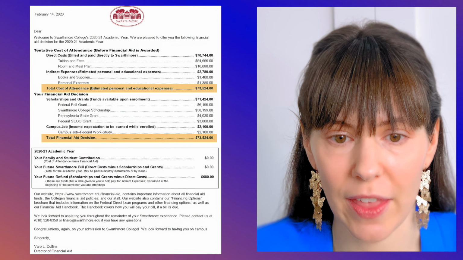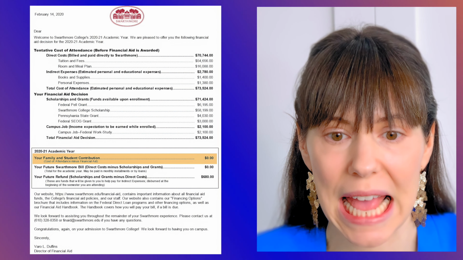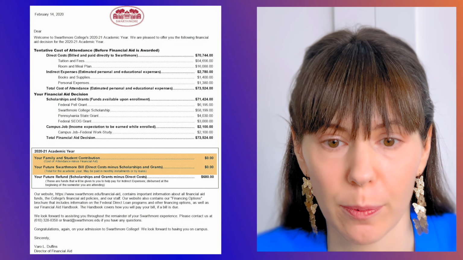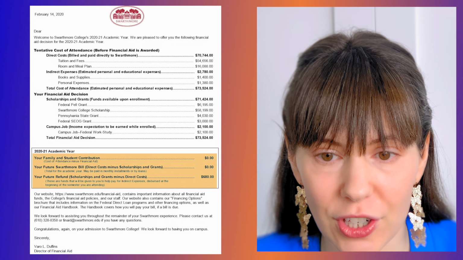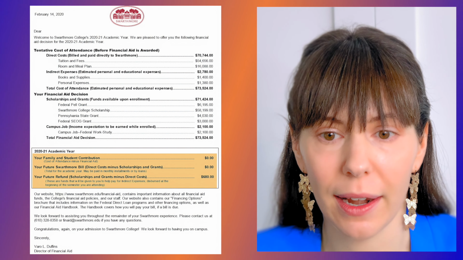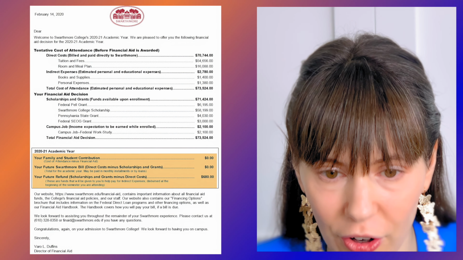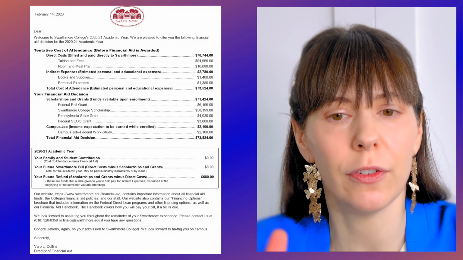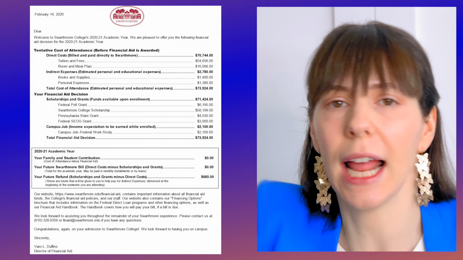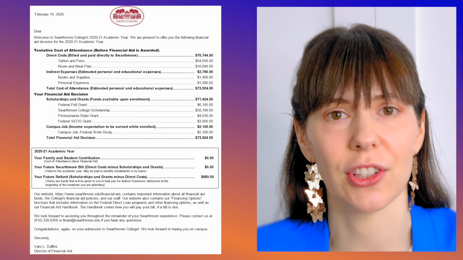That's what you want. And then down at the bottom, it says family and student contribution. This is your EFC, your expected family contribution, 0. Your future Swarthmore bill, 0. Your future refund. I don't even understand why he's getting a refund, but I'm not here to argue about it. I'm just thanking whatever, the universe, that this is happening for him. So this is what a beautiful letter looks like. You do the math and you get 0. That is the most beautiful thing I've ever seen.